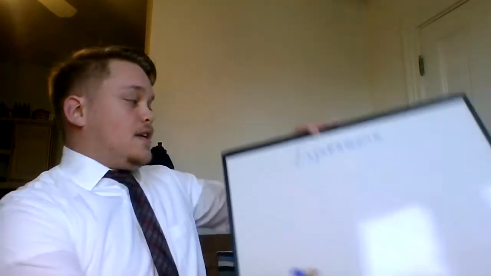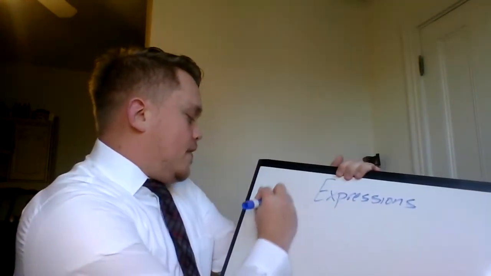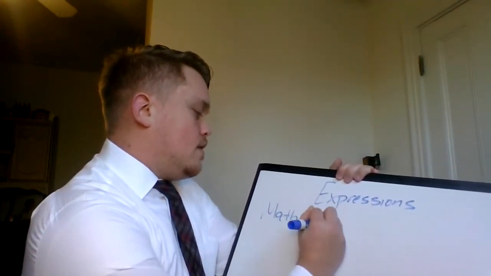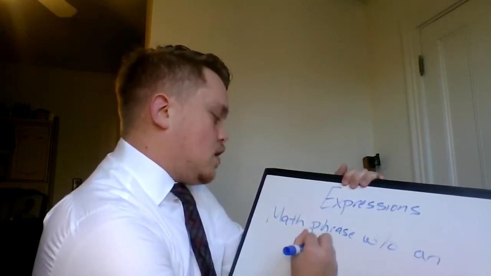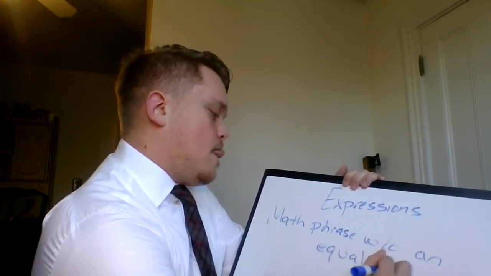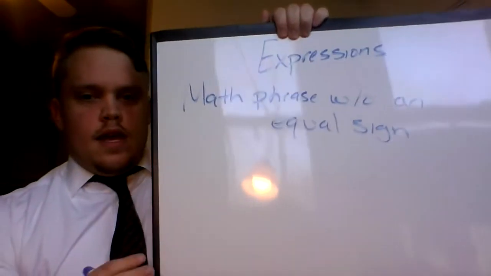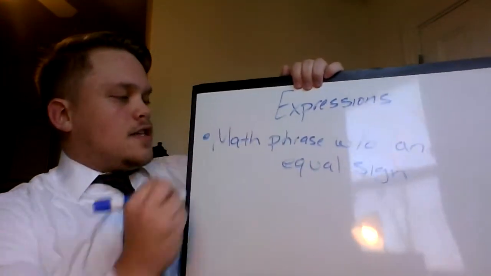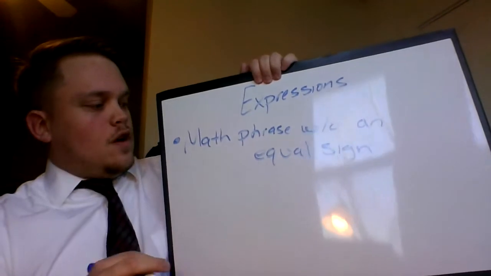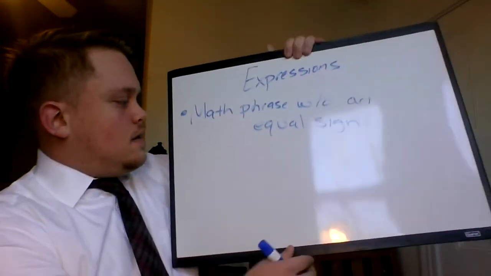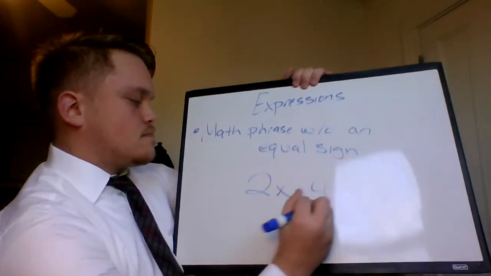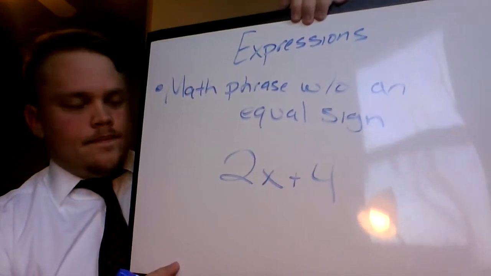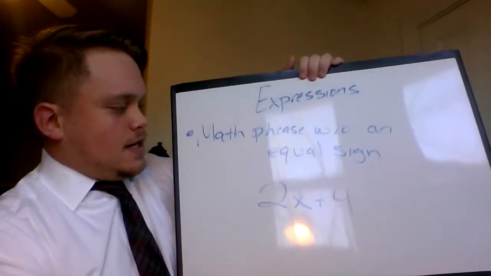Let you think about it. Okay. So a math expression is basically just a math phrase without an equal sign. An expression is simply just a math phrase without an equal sign. So what do I mean by a math phrase without an equal sign? If we see something like this, 2x plus 4 here, that is an expression.